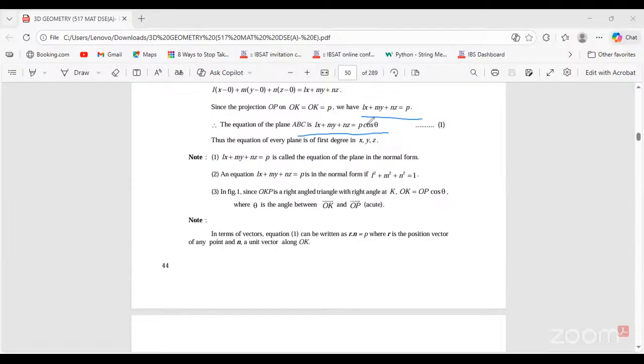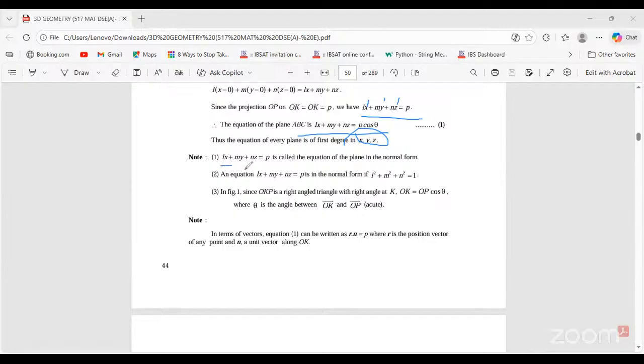What is the degree of this equation? It is the power of the variables. What are the variables? x, y, z are the three variables. Here x power is 1, y power is 1, and z power is also 1. It represents that the equation is in first degree only. So now these are the important points.